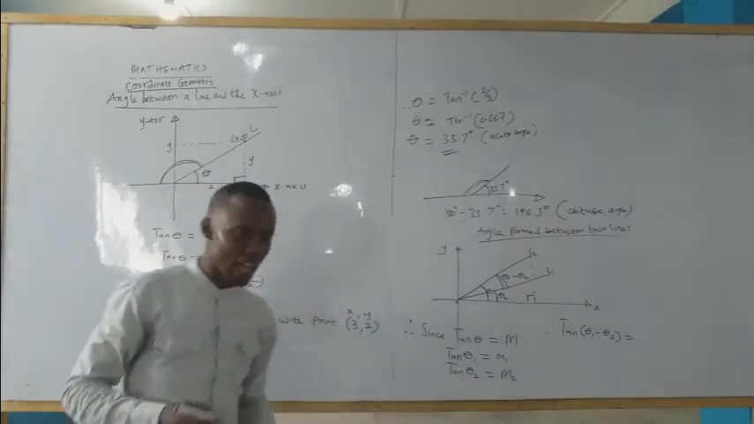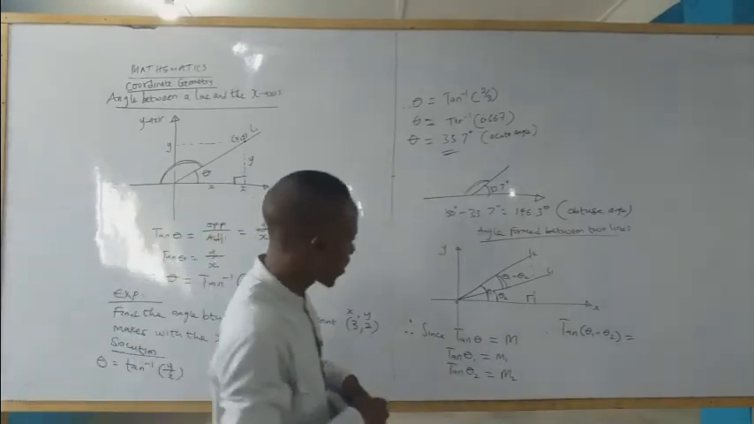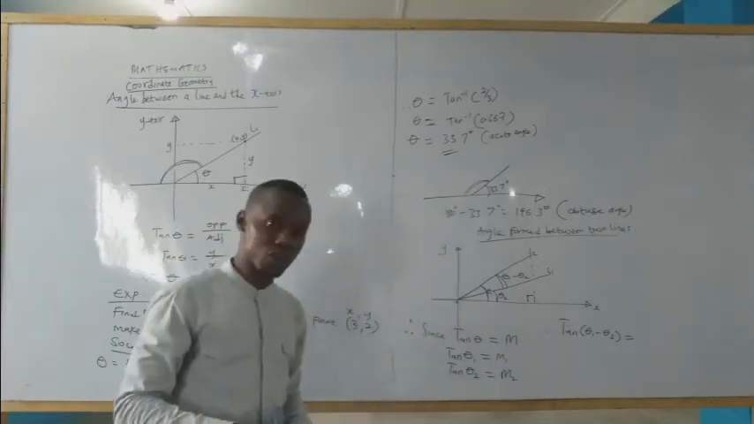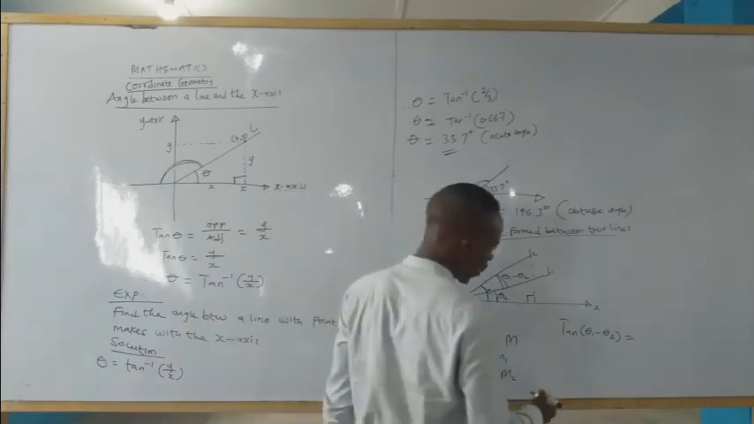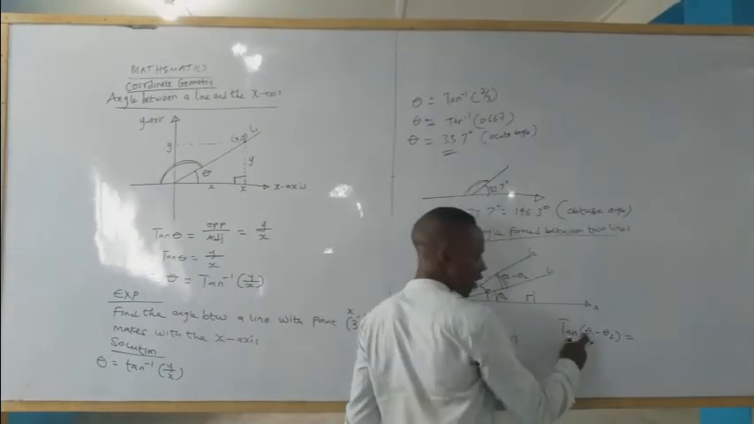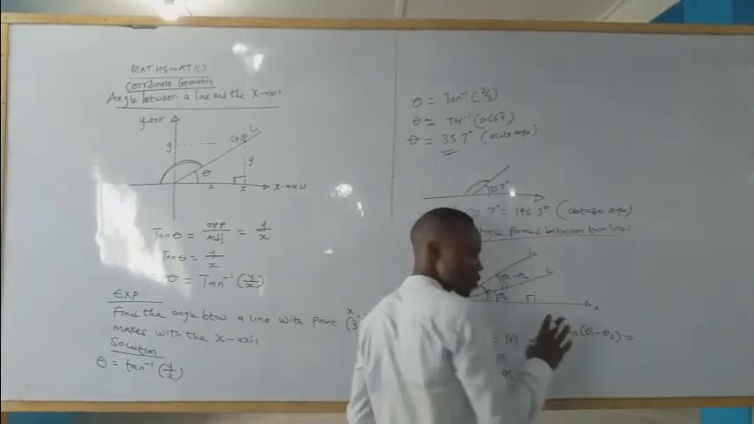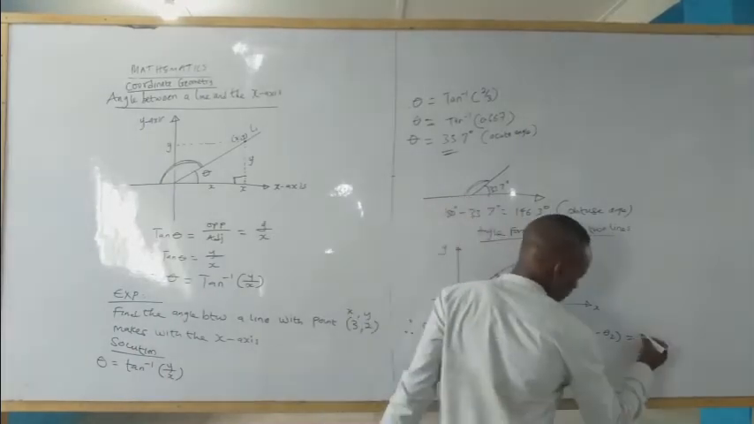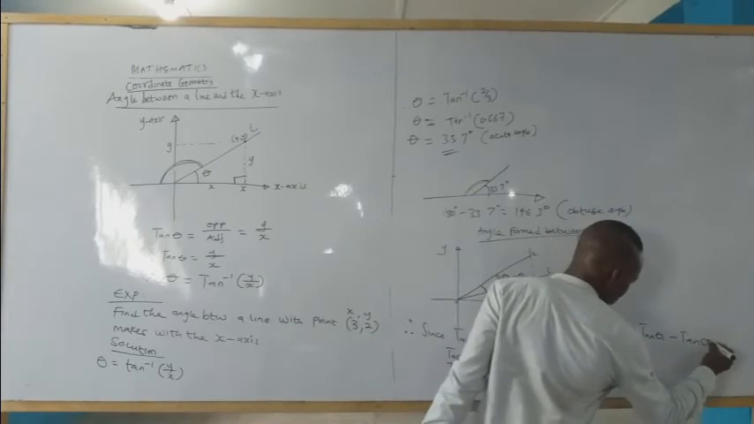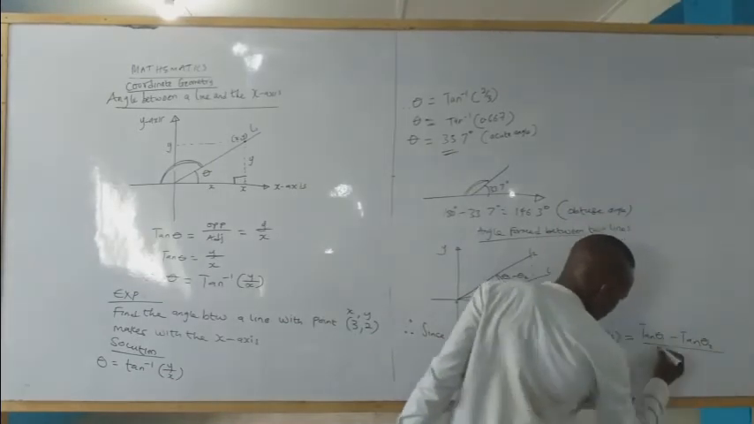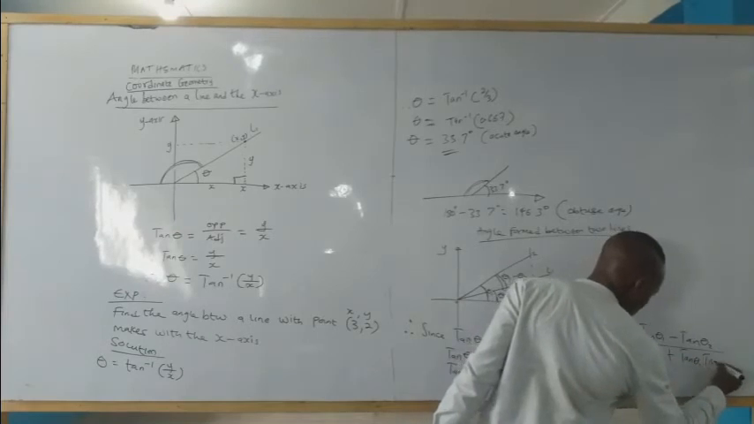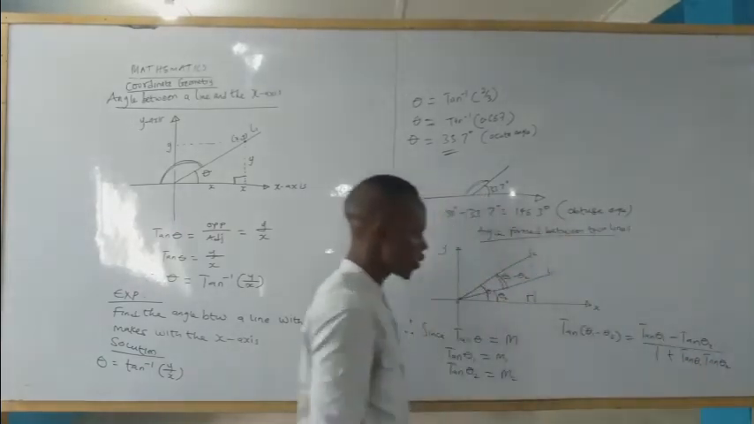From here, I can apply trigonometrical identities. That is when you come to tangent, where they say it is a compound angle. When they say tan of the difference between angles, it is tan theta 1 minus tan theta 2, all over 1 plus tan theta 1 tan theta 2. This is what we have there.